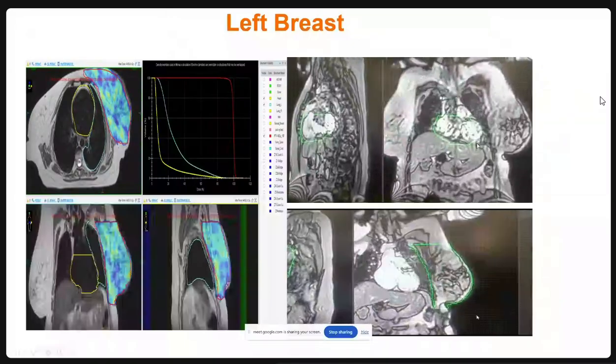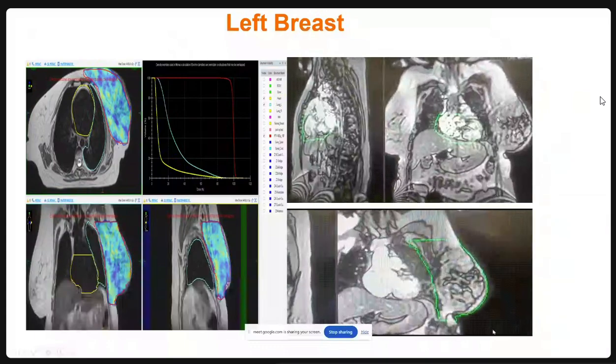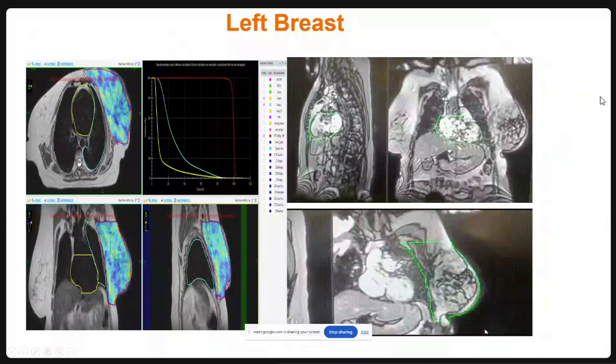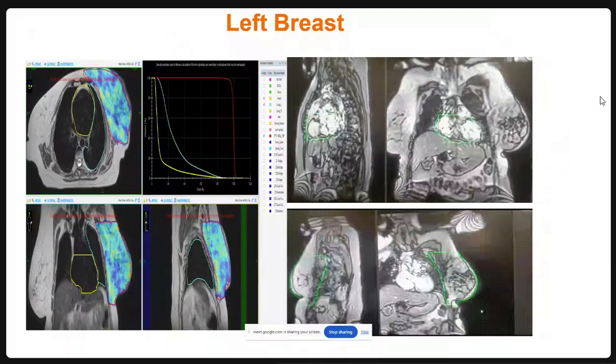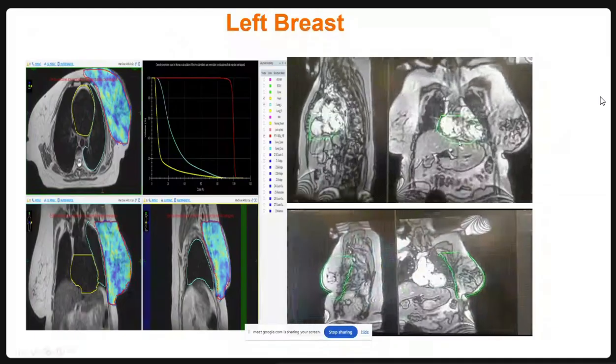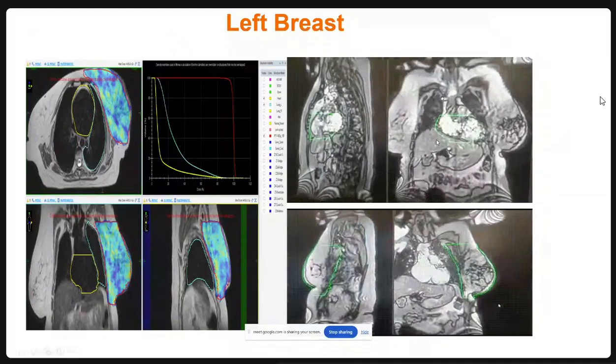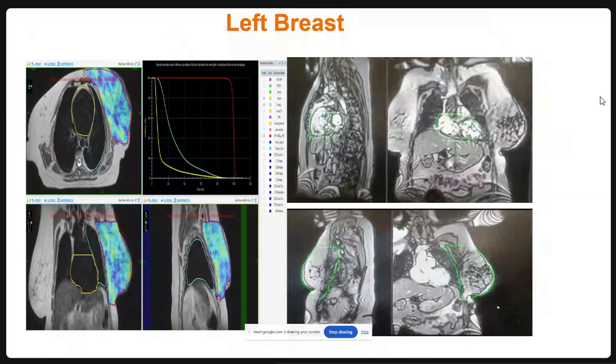Not only that, in breast cases, if you're going to do a partial breast irradiation, we can do a really wonderful job, because we can do a 5 fraction treatment by drawing only the cavity of the breast with a 1 centimeter margin, and then deliver a very high dose to that without giving any dose to the other structures.